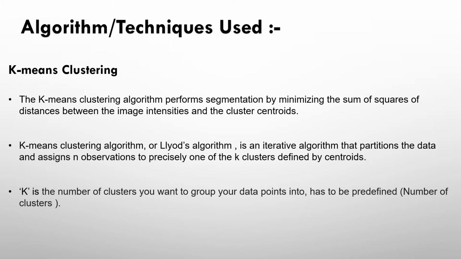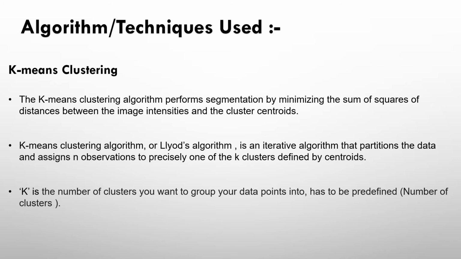So first let's get to know what is K-means clustering algorithm. The K-means clustering algorithm performs segmentation by minimizing the sum of squares of distance between the image intensities and cluster centroids. That is, the segmentation part is done by reducing the variation of distances between cluster centroids and intensities of images. This algorithm is also known as Lloyd's algorithm, which is a repetitive procedure which divides the information and allocates n annotations defined by k clusters, also known as the centroids.